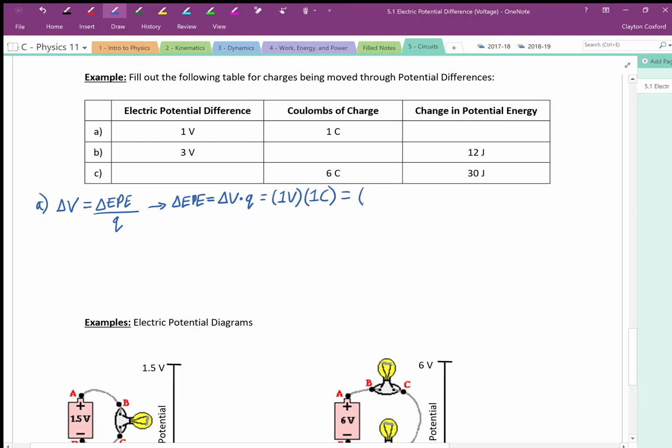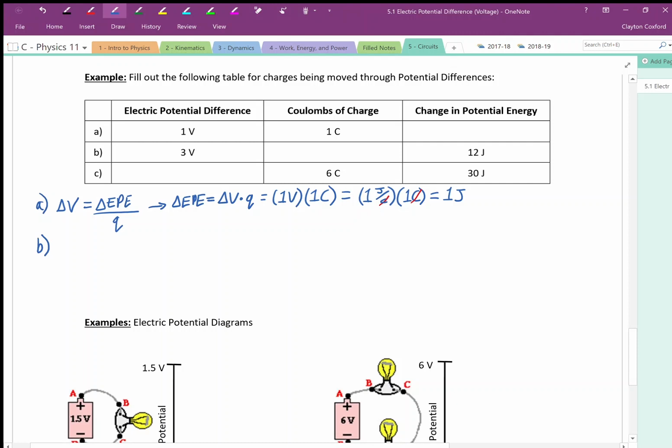Let's rewrite this potential difference in the units that make a little more sense. Instead of volts, it's joules per coulomb times charge. And we can see our units work out pretty nicely here. We have charge on top and we have charge on the bottom. They cancel out and we're left with joules, which is energy. So we have 1 joule of potential energy. By moving 1 coulomb of charge through an electric potential difference of 1 volt, it gains 1 joule of potential energy. There's a change in potential energy of 1 joule.